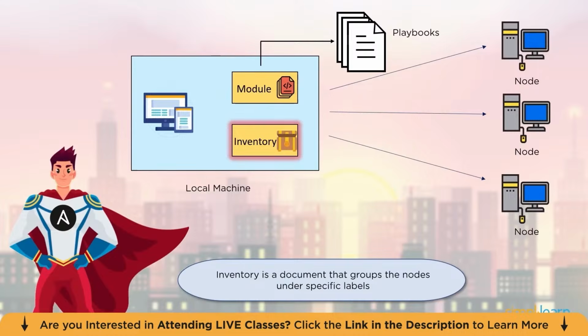The inventory is a file where you have all your nodes that require configuration mentioned. And based on the kind of configuration they require, they're also grouped together. So later in the demo, we'll have a look at how the playbook and the inventory is written, and that will probably make it clearer.